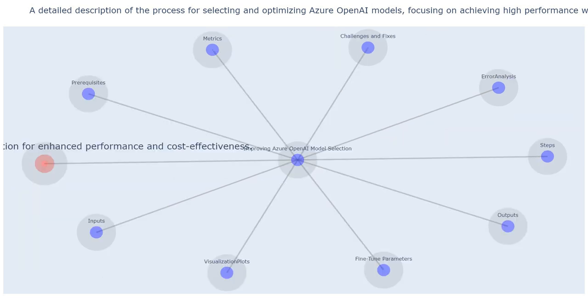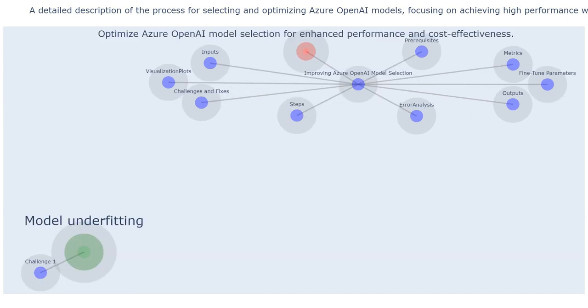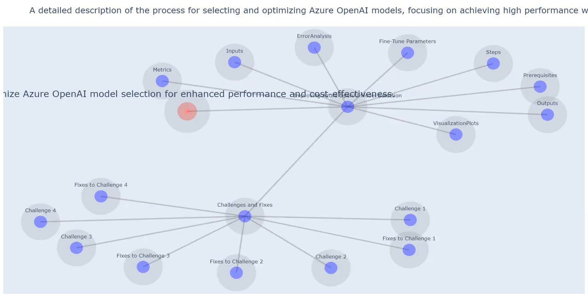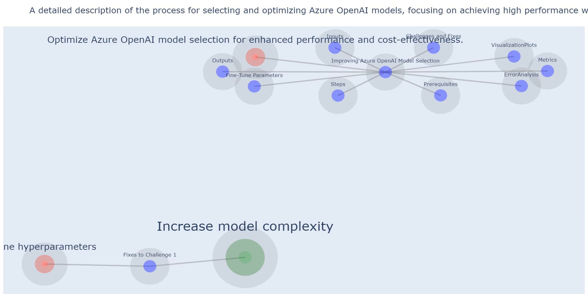Challenges and fixes. Challenge 1. Model underfitting occurs when the model is too simple to capture the complexities in the data, leading to low accuracy and poor generalization to new data. Fixes to challenge 1. Increasing model complexity involves using models with more parameters or layers, allowing them to learn more intricate patterns in the data.